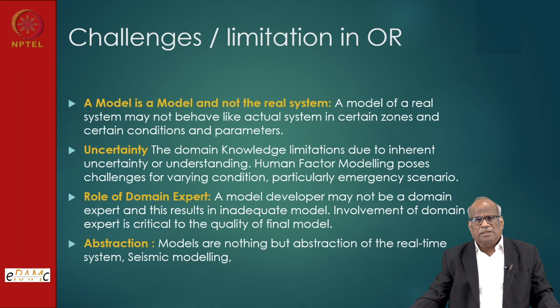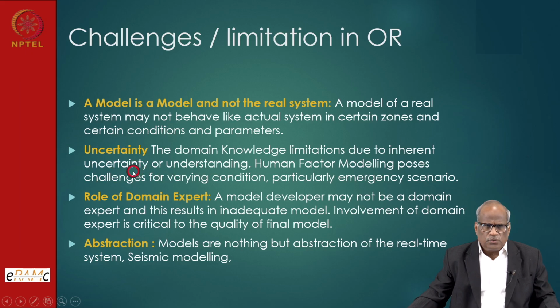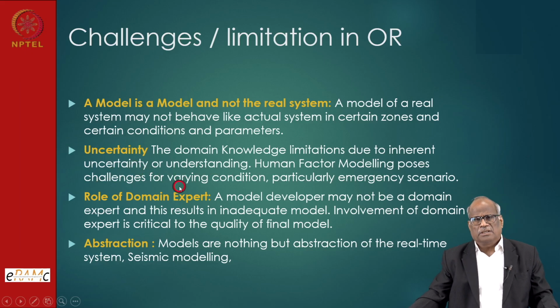And that's why we are able to capture the second point, that is uncertainty. So domain knowledge limitation, due to inherent uncertainty or understanding. There are many sources of uncertainty. One of them is lack of knowledge. But if some company has been operating for 20 years and we create an OR model, it becomes easier for us and reduces this uncertainty. The second uncertainty comes from human factor modeling. For human factor modeling, there are established methods, and those can be incorporated into uncertainty characterization.